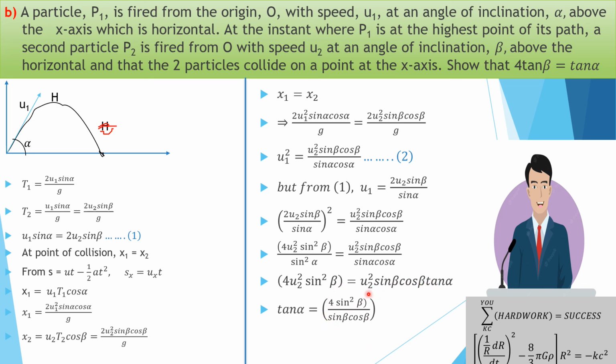So we can simplify this expression. We'll cancel one of the sine betas. We are left with sine beta over cos beta. Sine beta over cos beta is tan beta. So you're basically left with 4 tan beta. So our tan alpha is equal to 4 tan beta. You realize that that is the proof, and that is it.